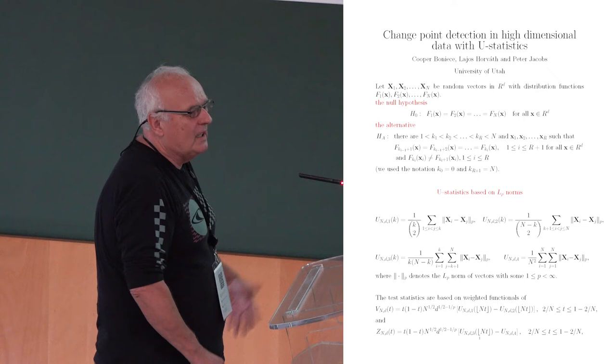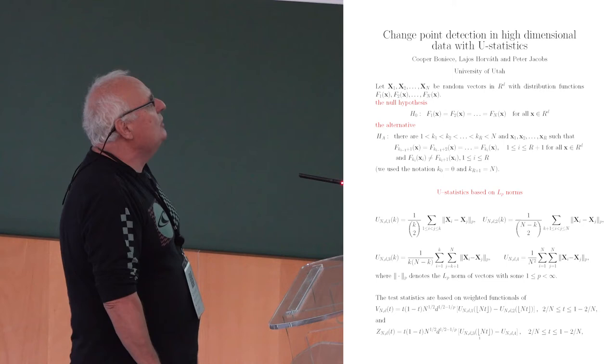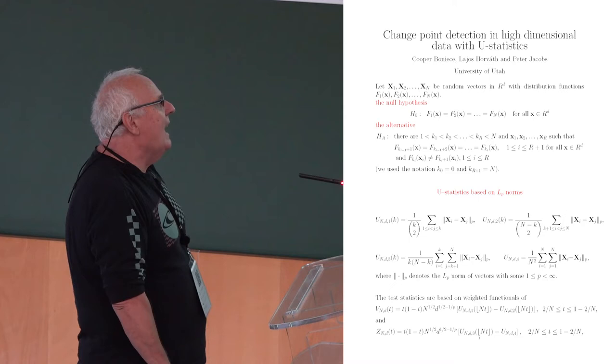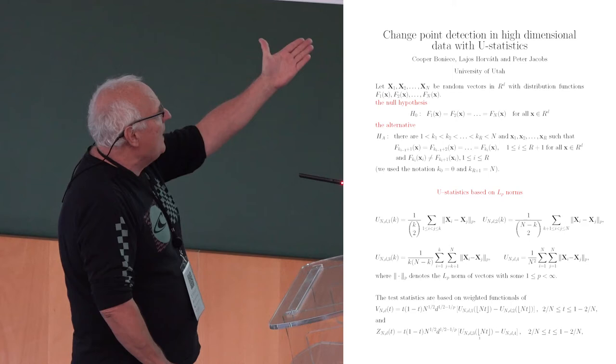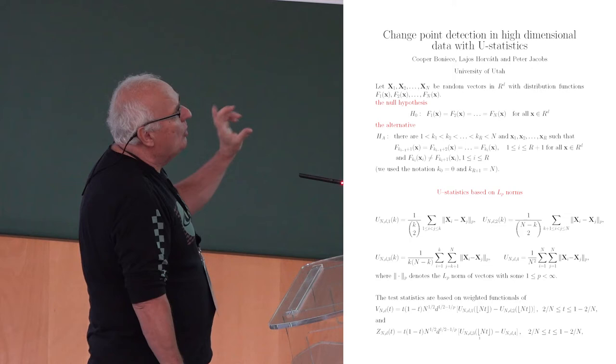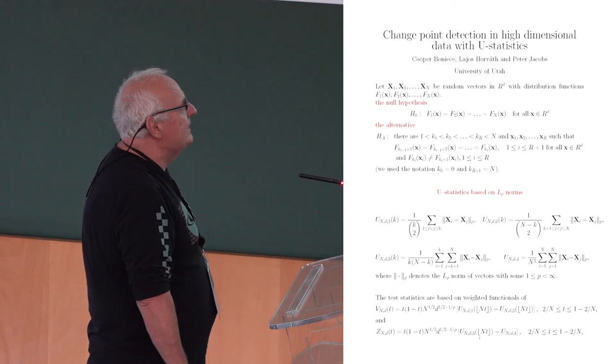So following the paper, we were looking at U statistics using LP norms, where P is larger than or equal to 1. The first one is the U statistic using K observations, and we are comparing the distance between the elements of the set. For the second one, you are doing the same thing, but we are using the last N minus K observations.